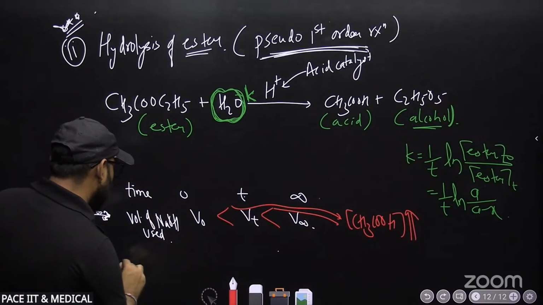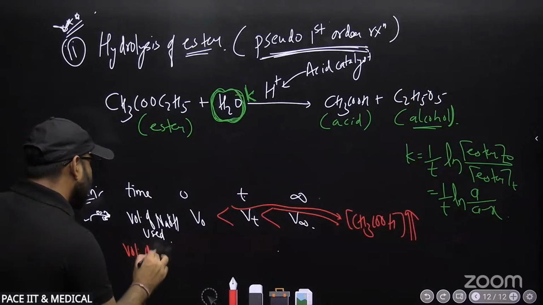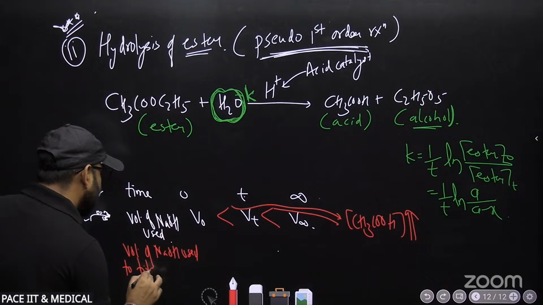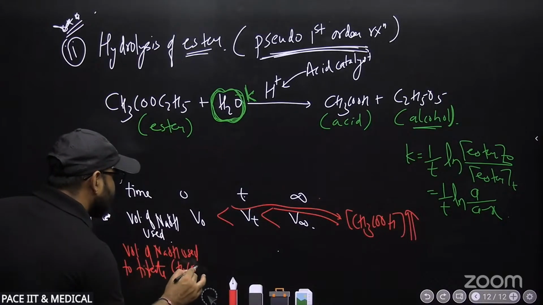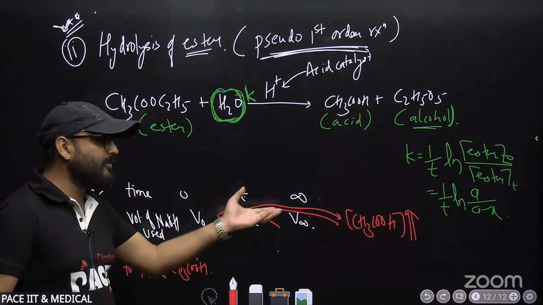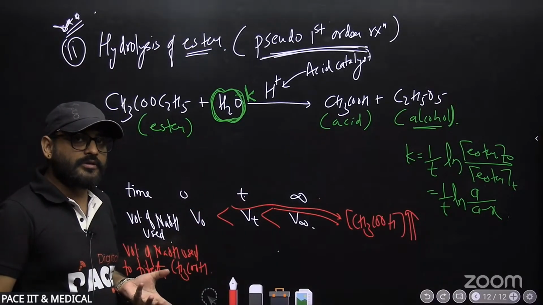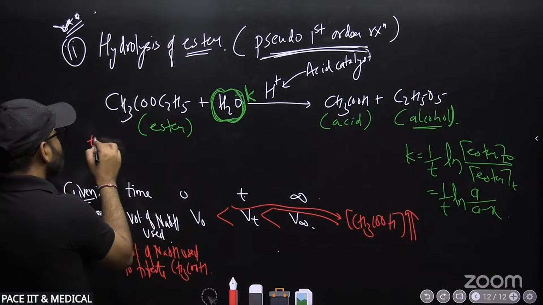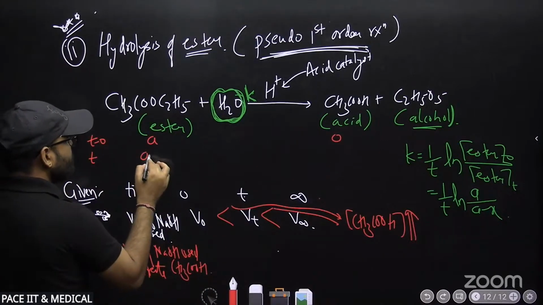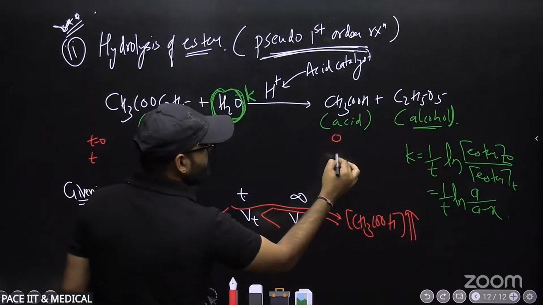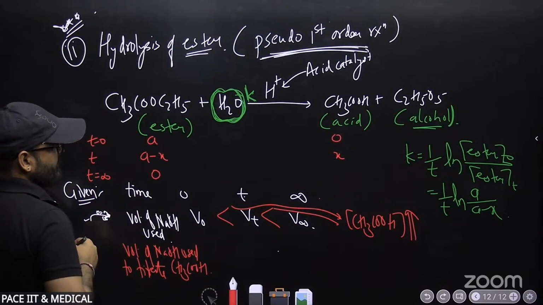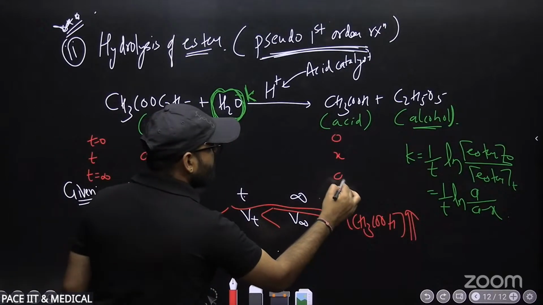Now, I'm making one more column: volume of NaOH used to titrate CH3COOH. Sir, why are you making a new column? It is already given: V naught, Vt, V infinite. Because look carefully, at t equals 0, let's say the ester was A and this was 0. At given time t, ester was A minus X, then CH3COOH will be X, and at t equals infinite, ester's concentration will become 0 and this will become A.